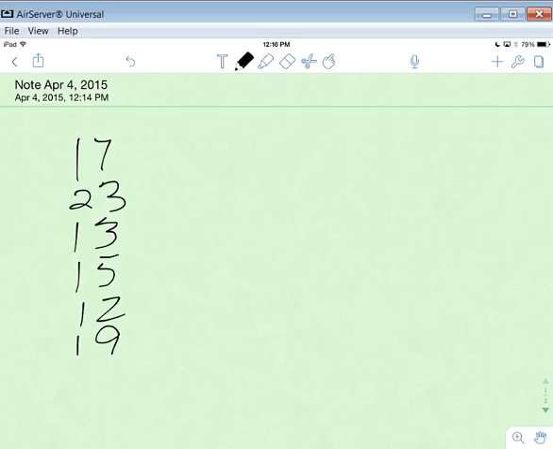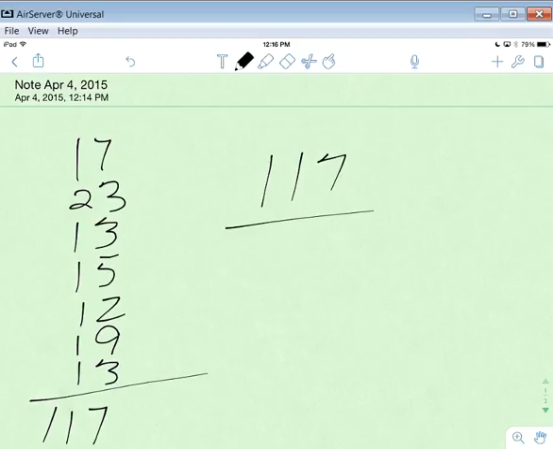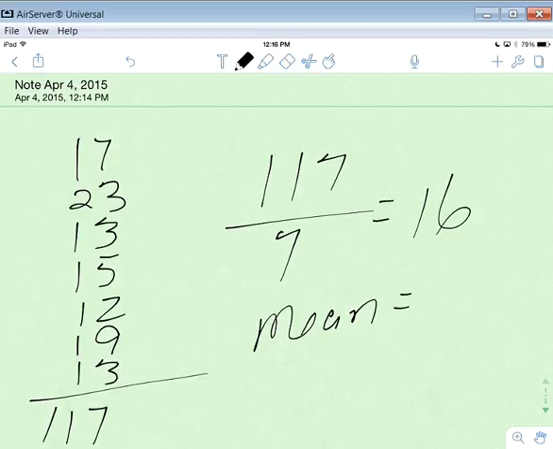And if we do this, I believe I did this with a calculator a while ago. I think it is 117. So to find the mean, then we're going to divide 117 by the number that we have, which is 7. 1, 2, 3, 4, 5, 6, 7. 117 divided by 7, which is 16. So our mean is going to equal 16.